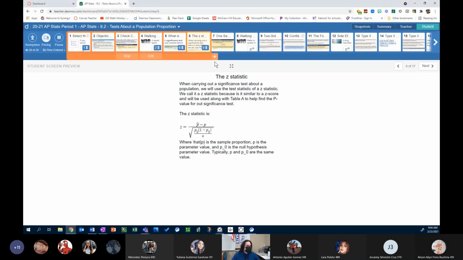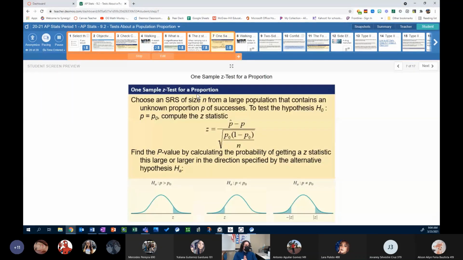I'm actually going to move to the next screen because we have this same exact formula there, more formalized with its definition from the textbook. So we're going to open this up. We have the one-sample Z test for a proportion. This is the inference method for our significance test. Similarly to chapter 8, we had the one-sample Z statistic, or Z score.